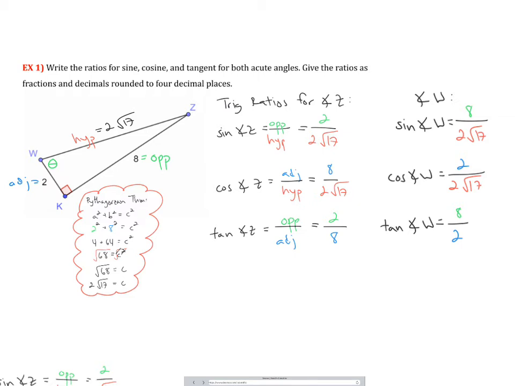All right, now we're almost done. We have found all of our trig ratios written as fractions. But the problem still asks us to write these ratios as decimals. So let's pull up Desmos and do exactly that.